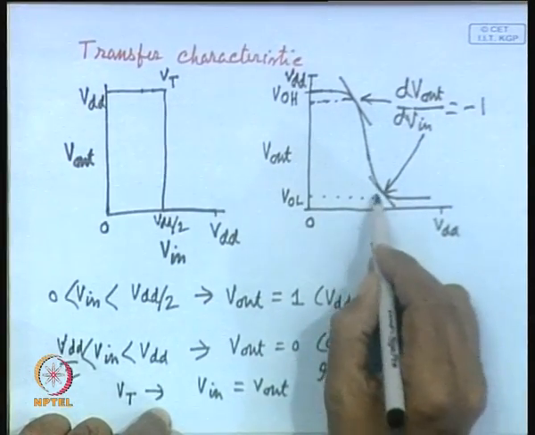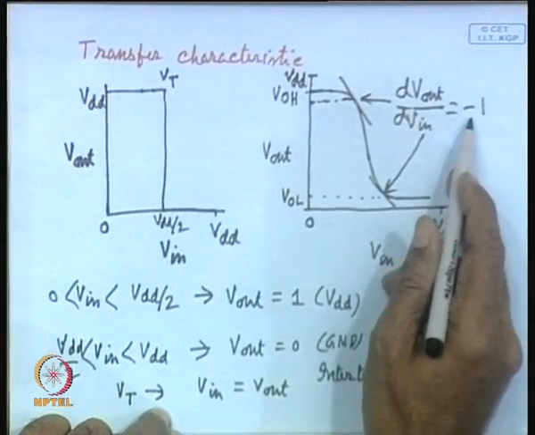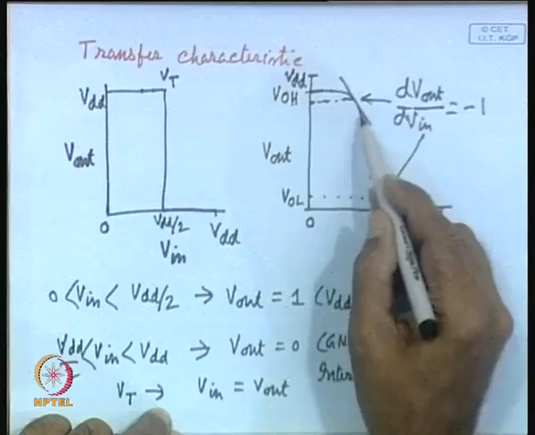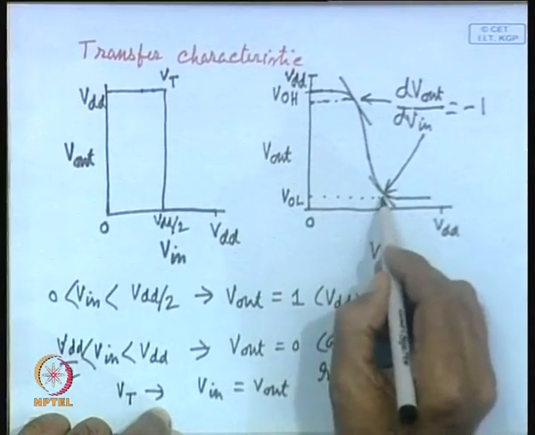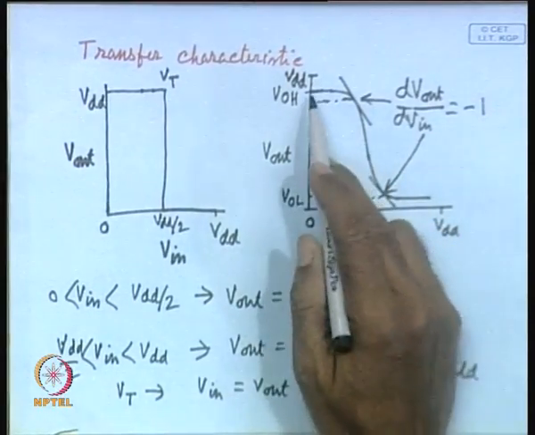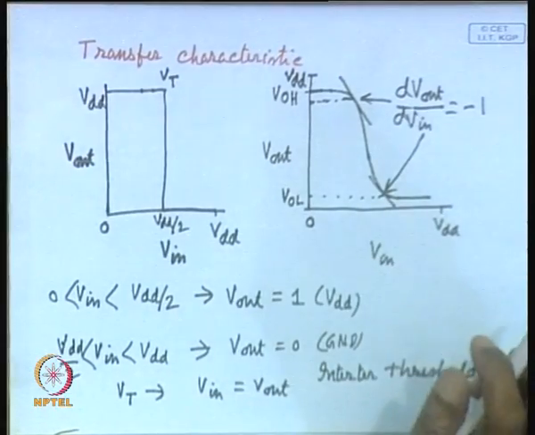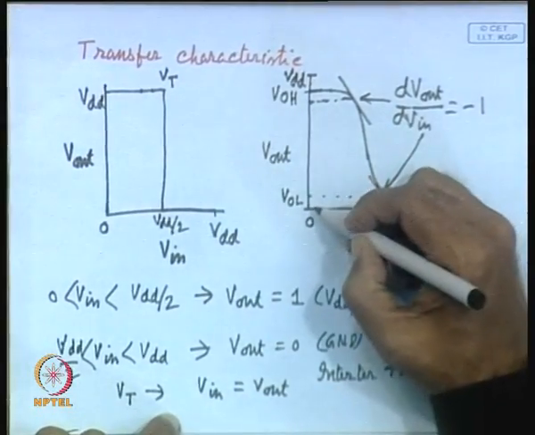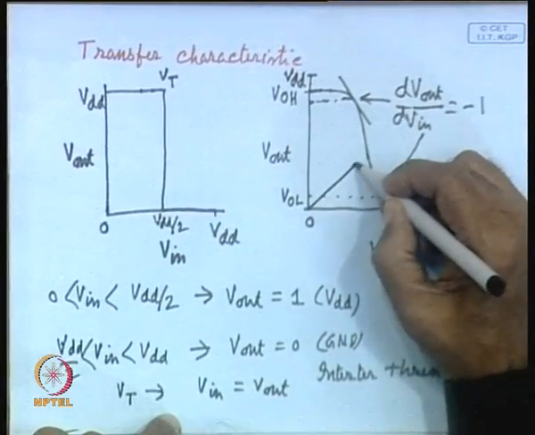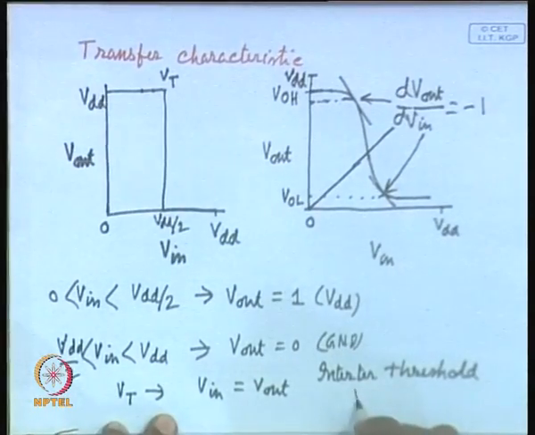Similarly, here this point where dV out by dV in is equal to -1. So, this region is the transition region, this is represented by the VOL. So, VOH and VOL, as you can see, need not be VDD or 0 in real life or in an actual situation. Similarly, we have already discussed the inversion threshold voltage, the inverter threshold voltage.